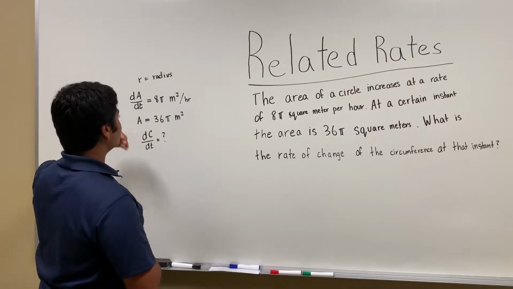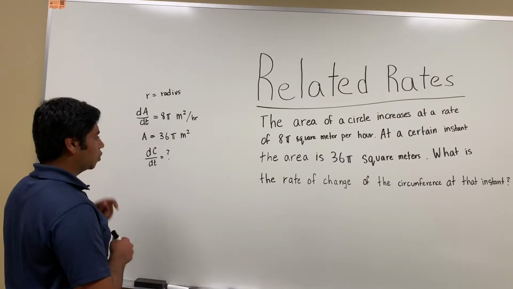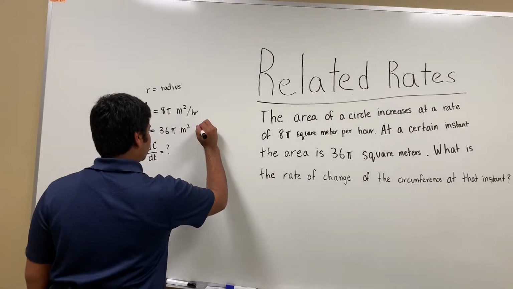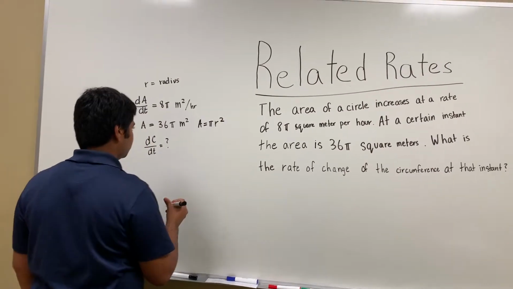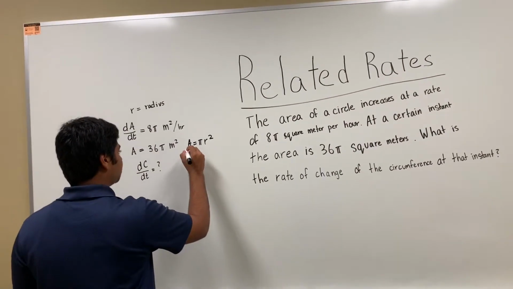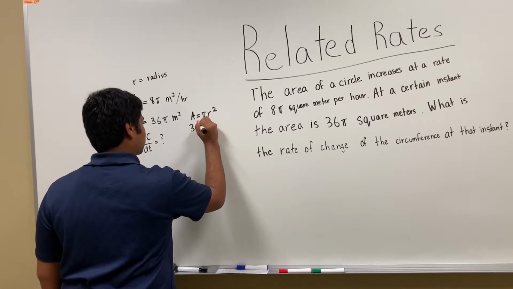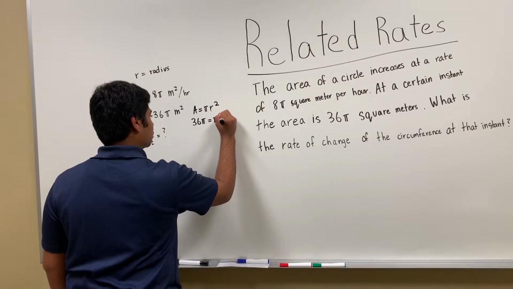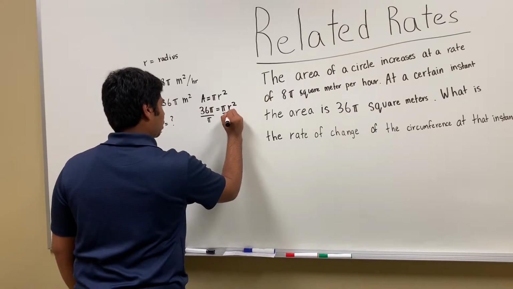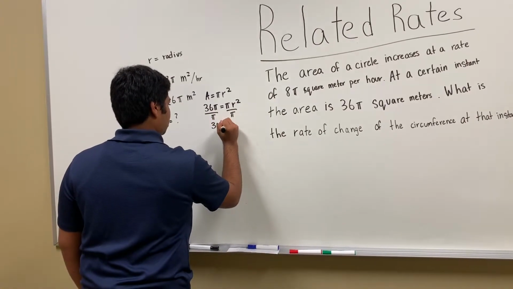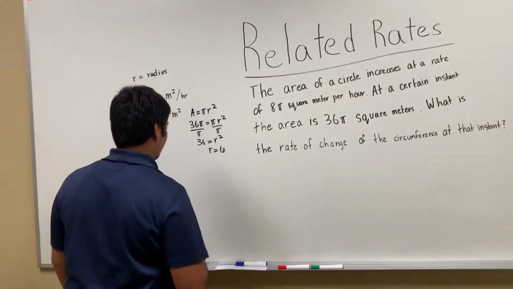So first, let's start off by finding what r equals. We'll use the area of a circle formula to figure that out, which is A equals pi r squared. Now we'll plug in 36 pi into A so we can find what r equals. Divide both sides by pi, and we get that r equals 6.